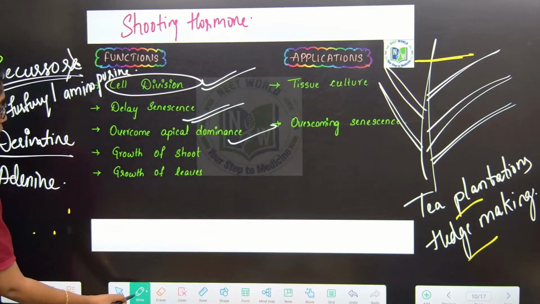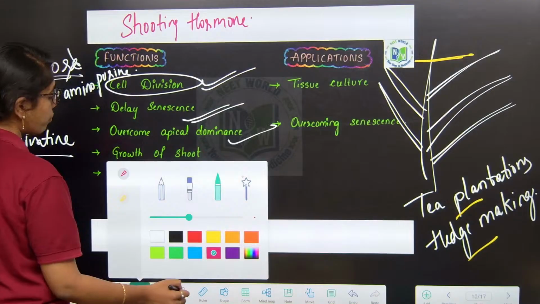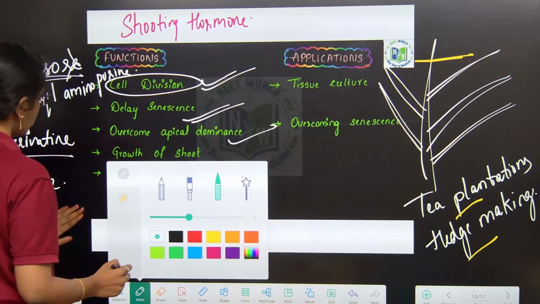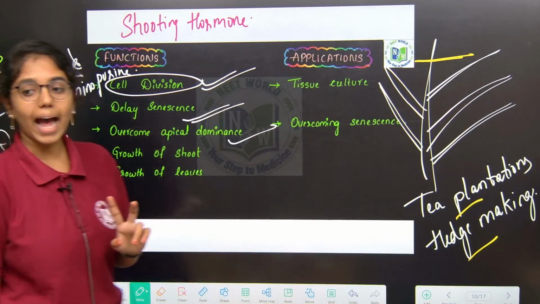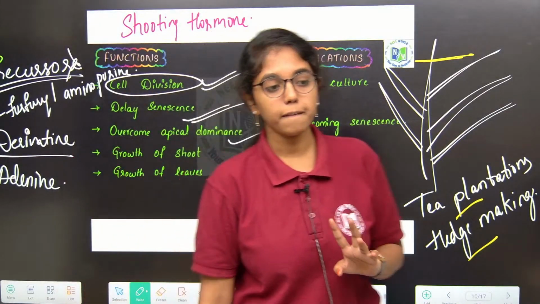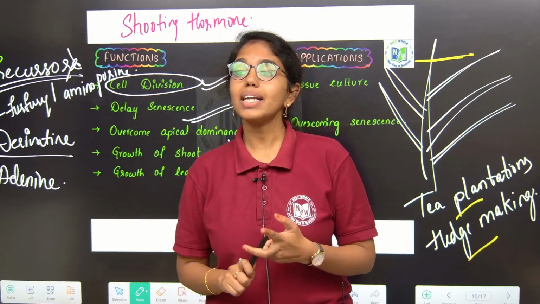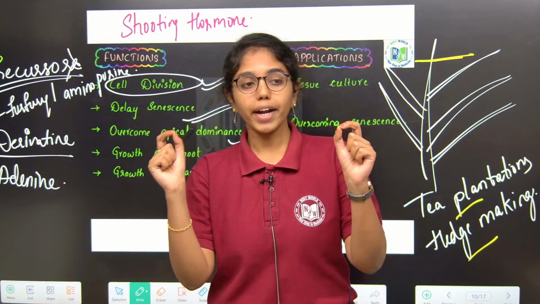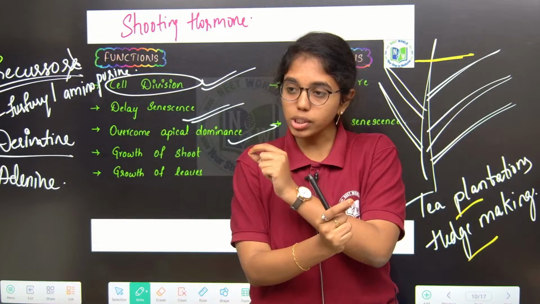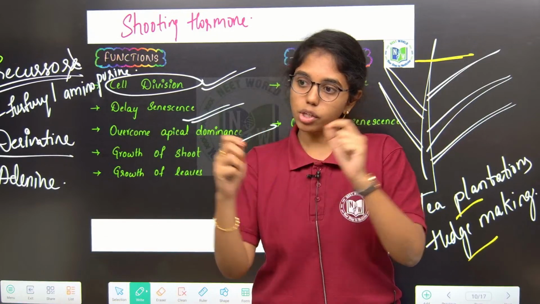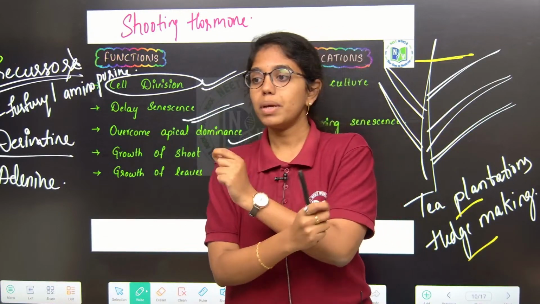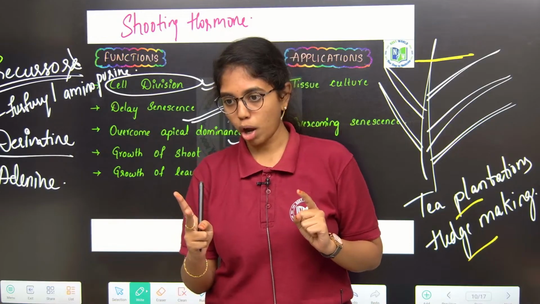So, with respect to the apical dominance, here you have to know about two functions: synergistic functions and antagonistic functions. First listen, synergistic and antagonistic functions. What is antagonistic function? Two phytohormones showing opposite effects on a single function, that is antagonistic function by two hormones.